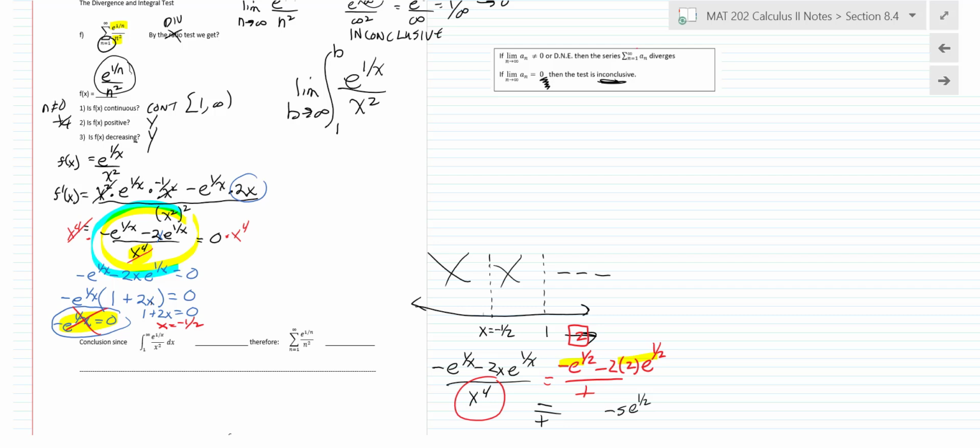U-substitution, what would be a good u? 1 over x. How do you know? E to the u, that's what you want, okay? All right, so don't go jumping into parts or anything like that. That part right there should be the u, okay?